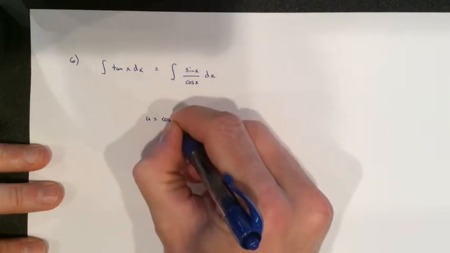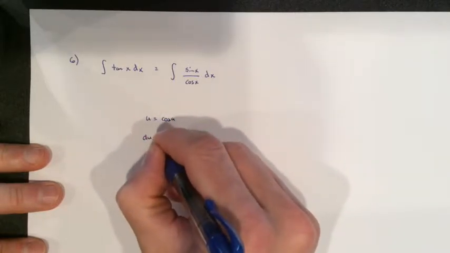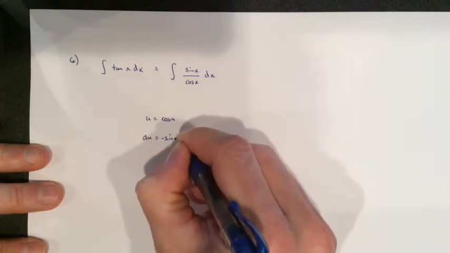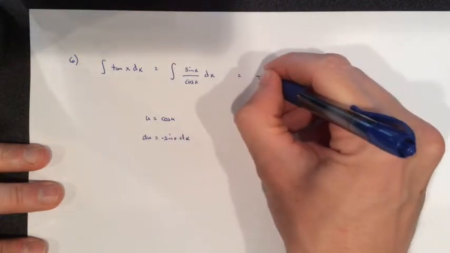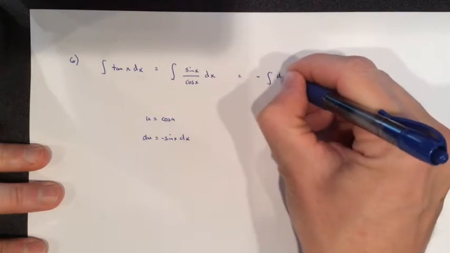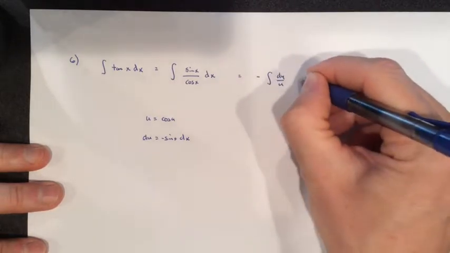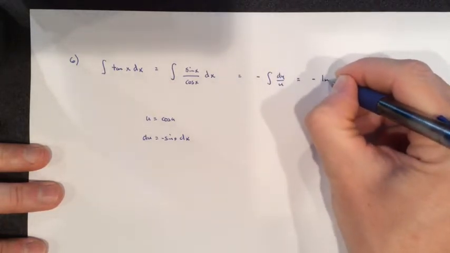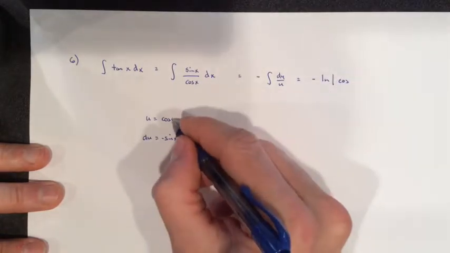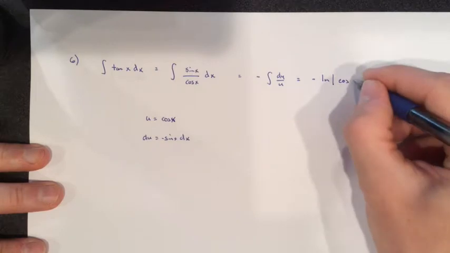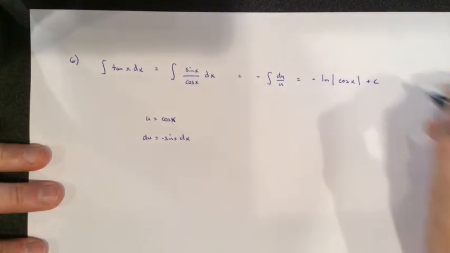But if cosine is u, we would love then to have a negative sign x dx. But realistically, we do. We just have a negative sign. So this whole thing turns into just negative integral of du over u. But we know what that is. That's just negative natural log of u. But u, oops, that was supposed to be an x. Cosine x plus c, and you're done.